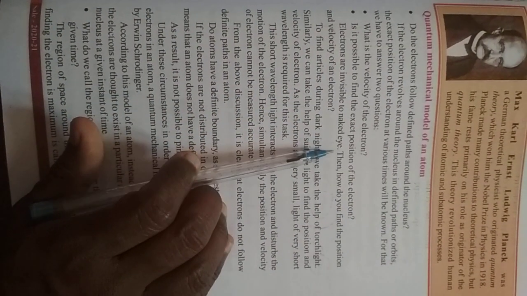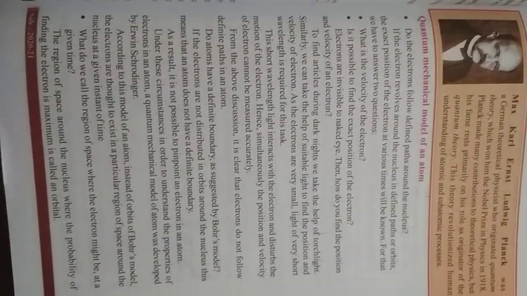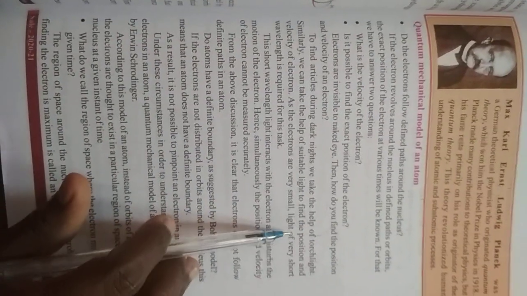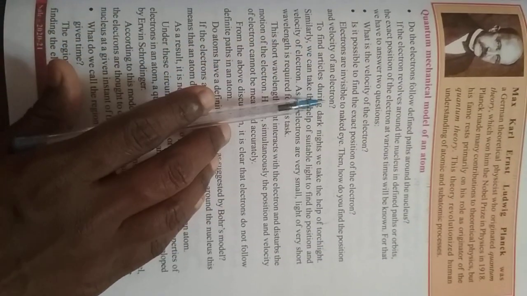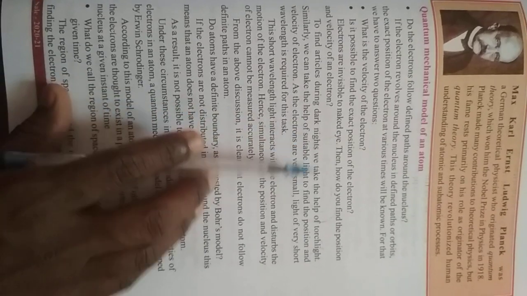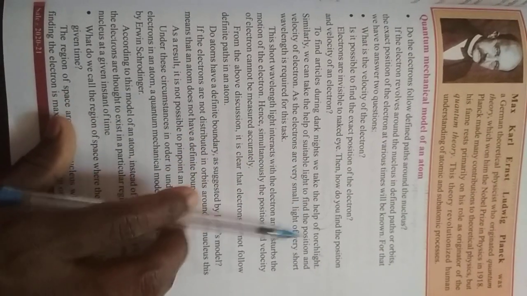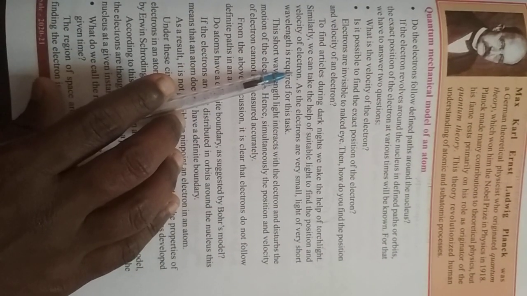Electrons are invisible to the naked eye. Then how do you find the position and velocity of an electron? To find articles during dark nights, we take the help of torchlights. Similarly, we can take the help of suitable light to find the position and velocity of an electron.